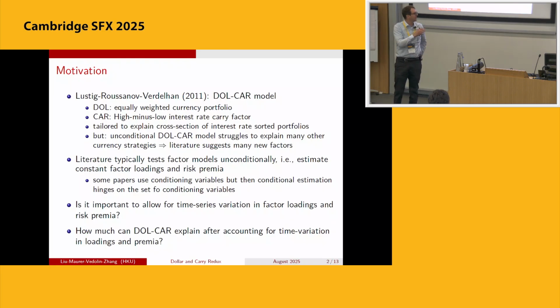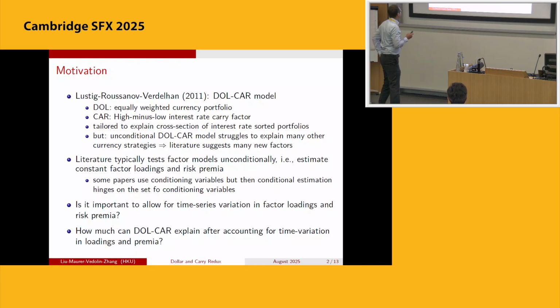So basically assuming that in the estimation, factor loadings are constant and risk premia are constant. Now, of course, not all the papers do that. Usually when people try to estimate something conditionally, they use a set of conditioning variables, but then there's always the concern: do you specify that set correctly? Does this really capture all the dynamics or not?